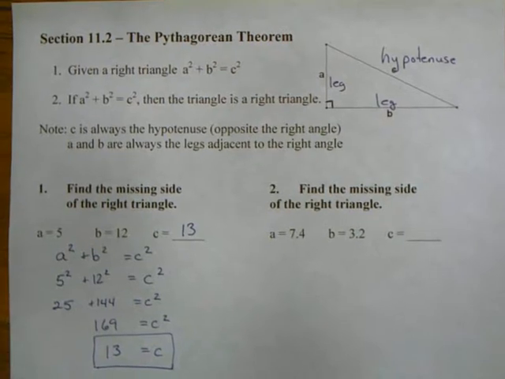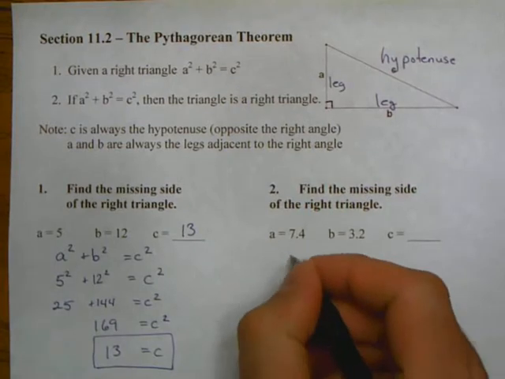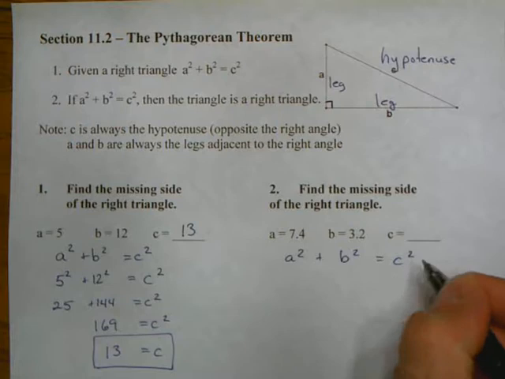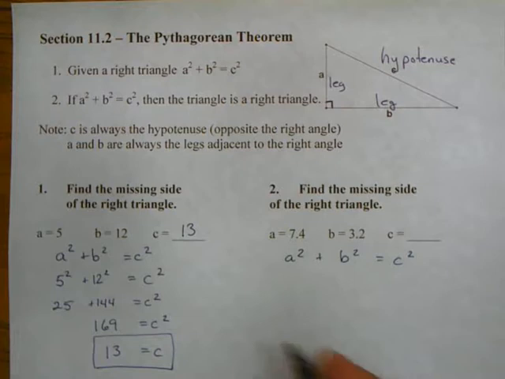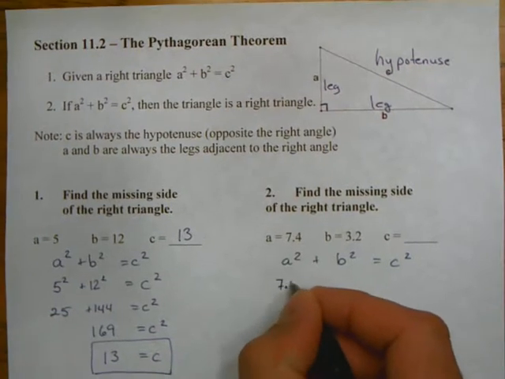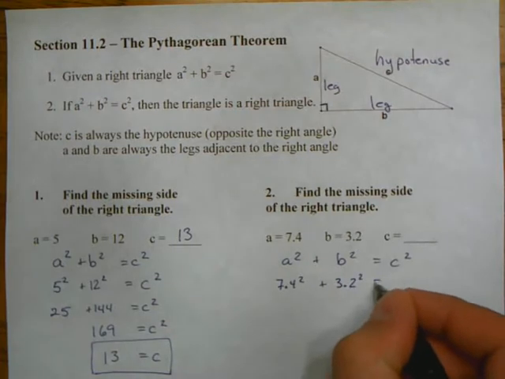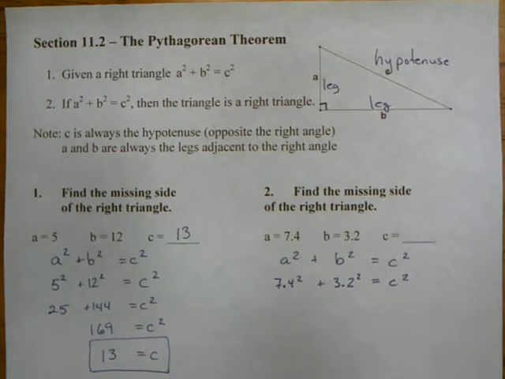In our second one, we have decimals, and so we have to consider what we do when we have decimals. We're going to approach the problem the same way we did before, except now, instead of being able to do it in our head, we're going to have to think how we're going to take care of this with decimals. We're still going to start with a squared plus b squared equals c squared, but now we have 7.4 squared plus 3.2 squared equals c squared.